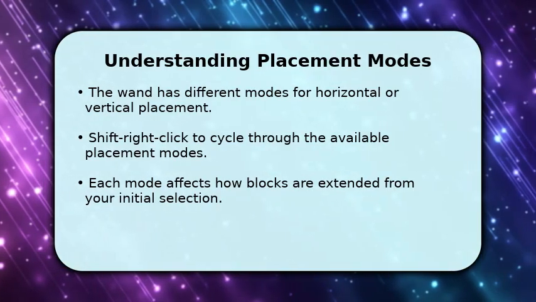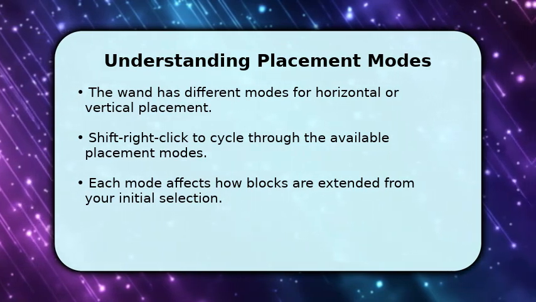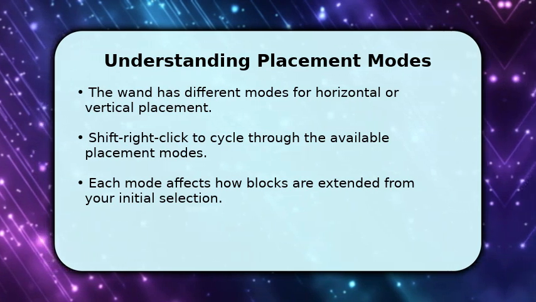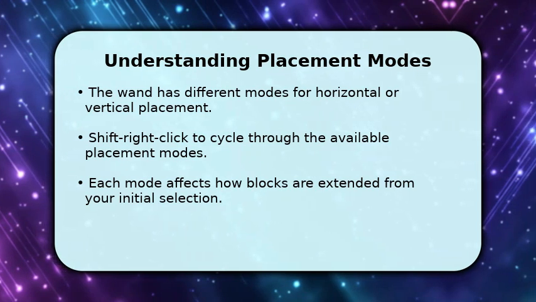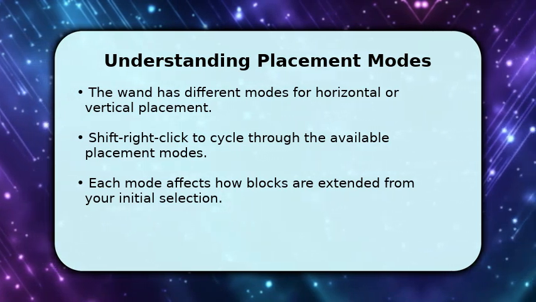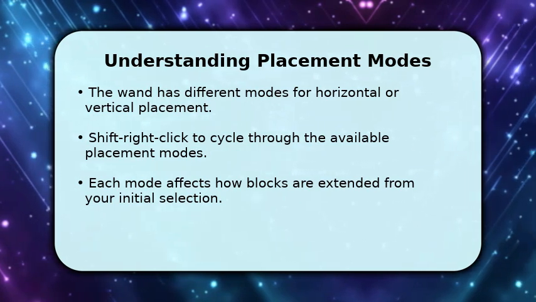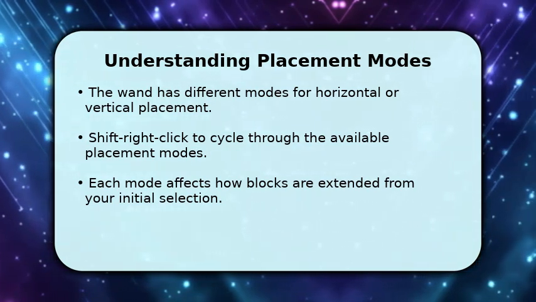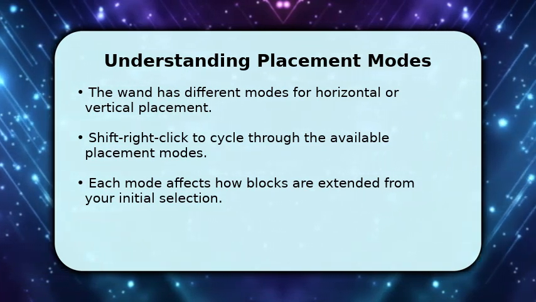The Builder wand offers several placement modes, which you can cycle through by shift right-clicking. These modes determine whether the wand extends blocks horizontally, vertically, or in a more complex pattern. Experiment with each mode to understand its effect on your builds. For instance, one mode might build a wall, while another could create a floor. Choosing the correct mode is key to efficient building.